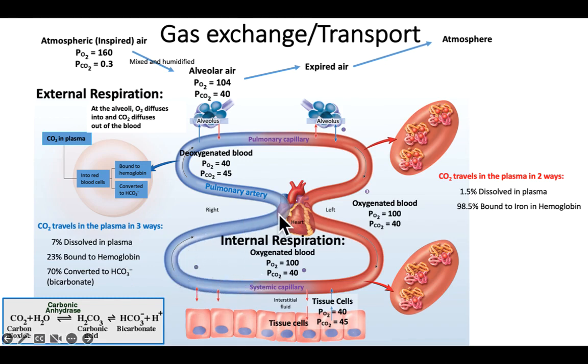So we go back to the heart. So this would represent systemic veins. We're going to pump to the lungs, so pulmonary artery. And now this reaction actually goes the other way. All right, we reverse this reaction so we can reform the carbon dioxide and then release it into the alveolus.